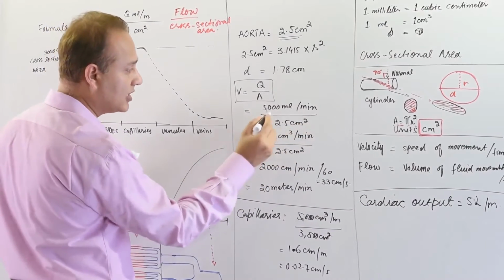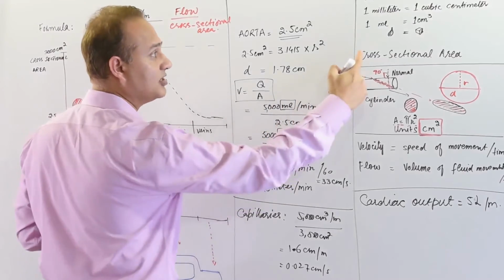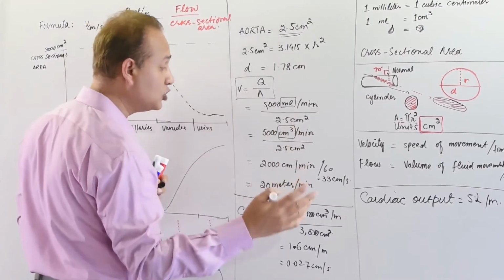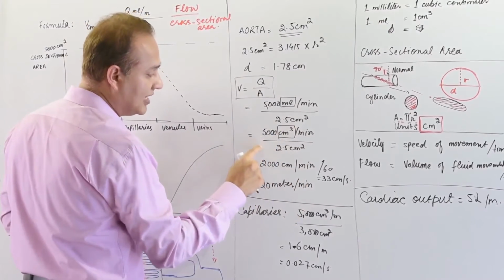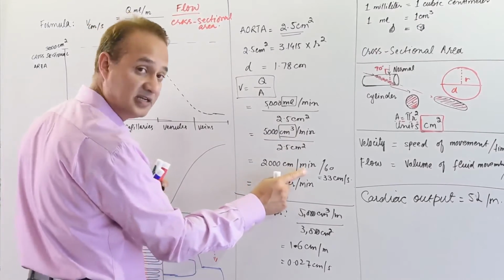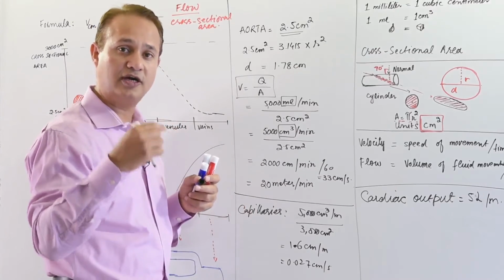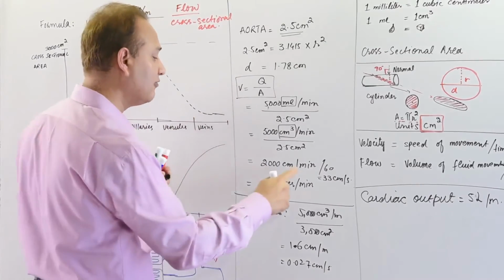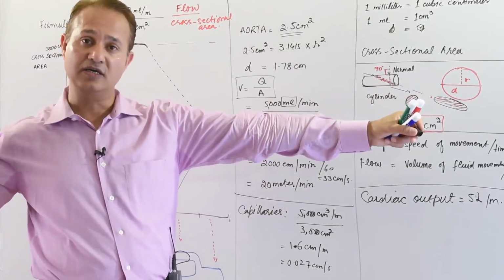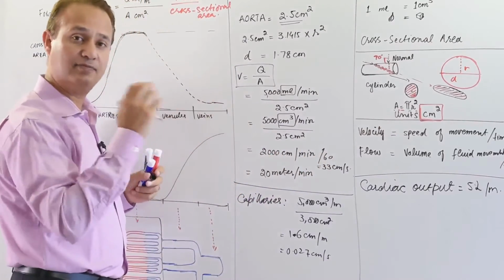I changed the milliliter here to centimeter cube because we established that 1 milliliter can also be called 1 cubic centimeter. So then I divided, and the result was 2000 centimeter per minute. What that means is the velocity of the blood flow through the aorta is 2000 centimeters per minute. If the aorta was 20 meters long, then the blood would pass through it within 1 minute. That is how fast the blood is moving.